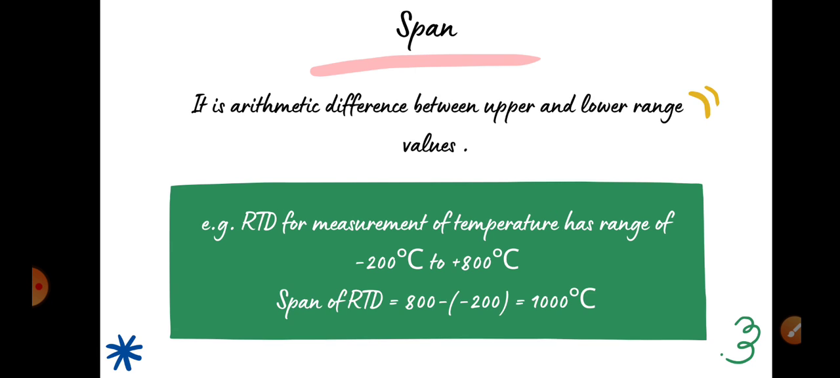This is a range. Now span is the arithmetic difference between the upper and lower range values. As I told you, the RTD, that is resistance temperature detector, works over the range of minus 200 degree centigrade to plus 800 degree centigrade. That's why the span of the RTD is the maximum value, that is 800, minus the minimum value, that is minus 200. So span is nothing but 1000 degree centigrade.